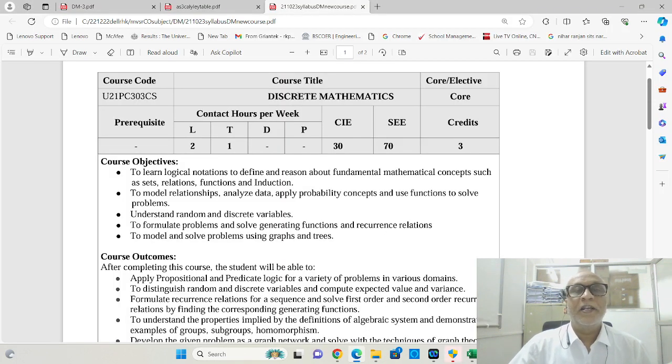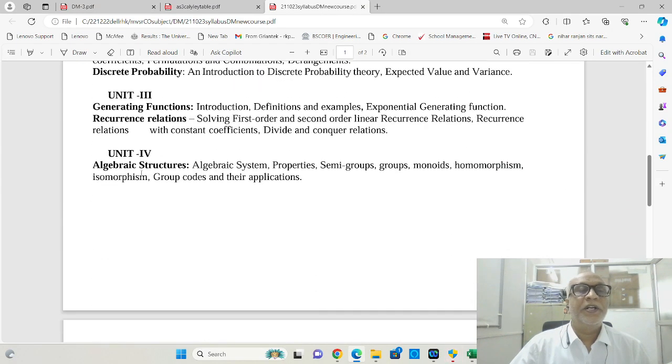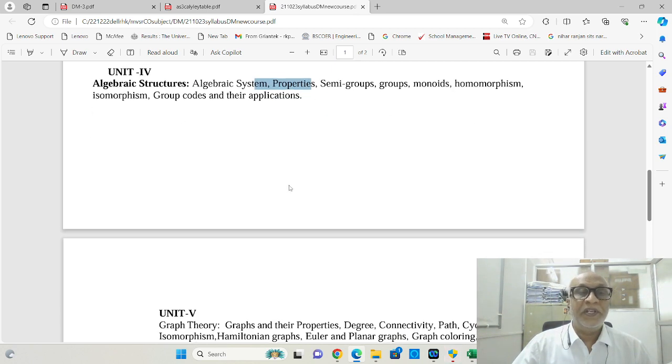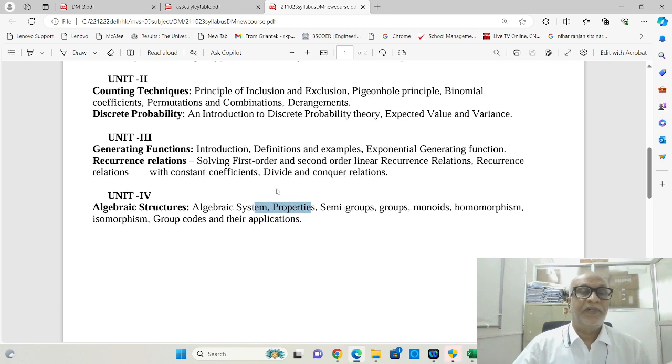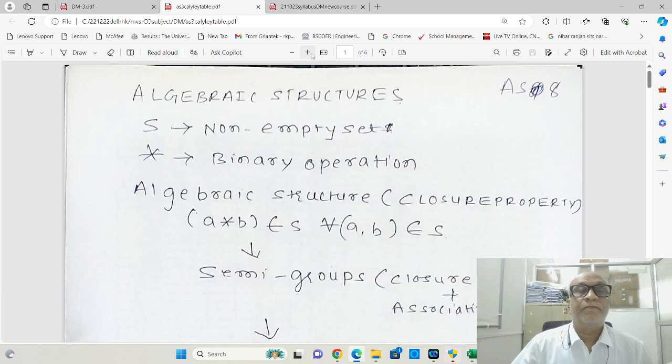So, we are learning discrete mathematics. Today's topic under discussion is Unit 4, which comprises algebraic structures, algebraic system, properties, semigroups, groups, monoids, homomorphism, group codes and their applications. So, this is the target. So, let us start our discussion.